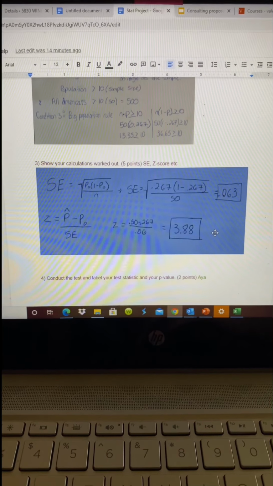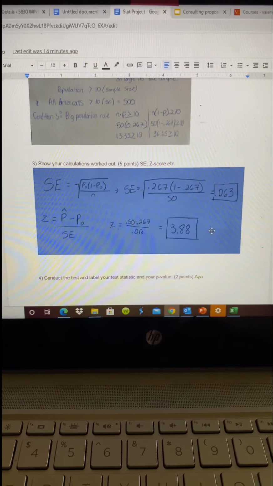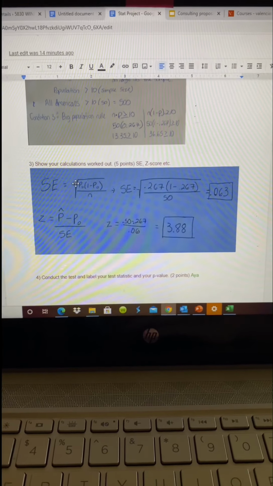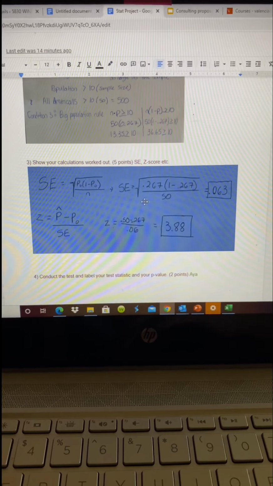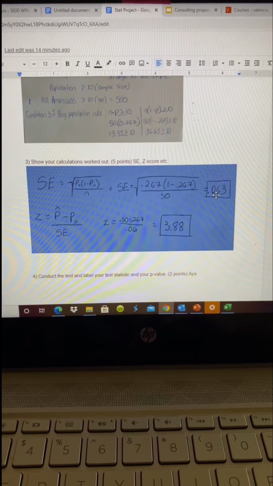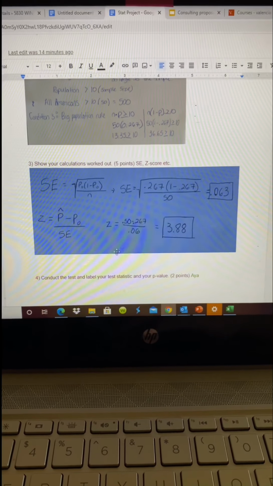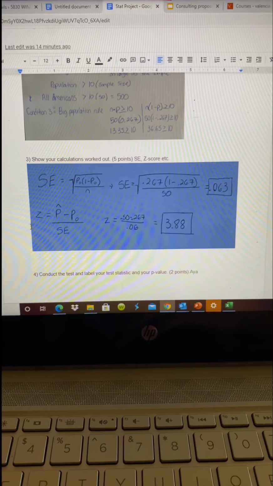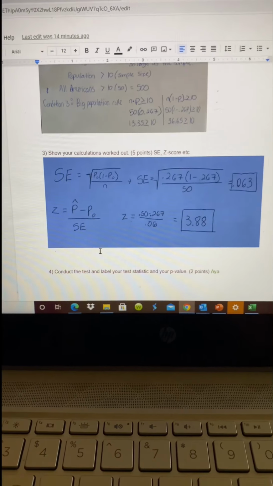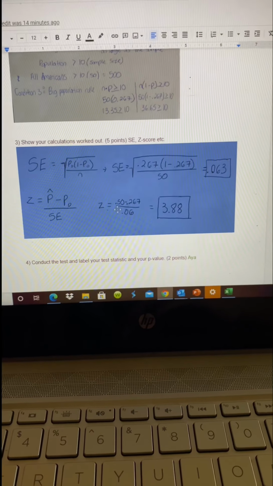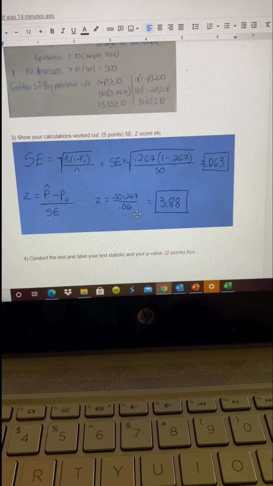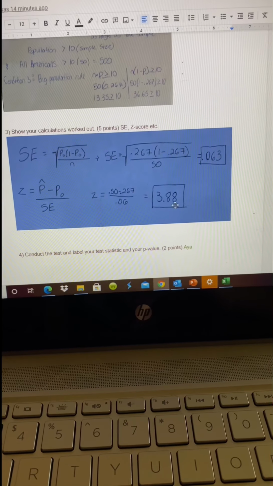And we showed the SE and the Z score. SE, you see the formula here. See everything plugged in here, and you get 0.063. The Z score, see the equation here. Everything worked out here, including the SE, and you get 3.88.